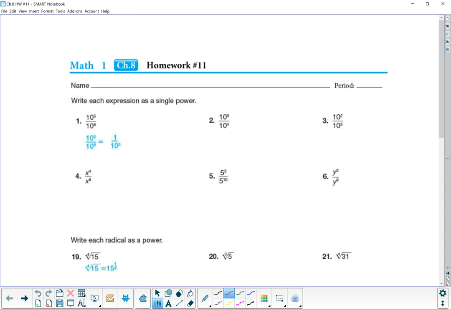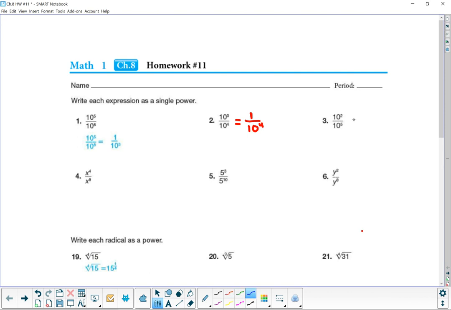Number 2, 10 to the 0 over 10 to the 4th. We're going to use some of the properties. 10 to the 0 is actually 1, and 10 to the 4th is just 10 to the 4th, so we're going to leave it like that. That's your final answer: 1 over 10 to the 4th.